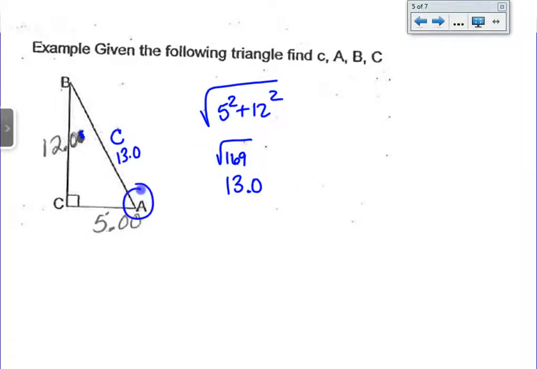Now we need to find angle A, and we also need to find angle B. Once we find the first one, it's pretty easy after that. So I'm going to use an inverse tangent. I'm going to look at angle A first, and I'm going to do it in blue so it's not confusing.